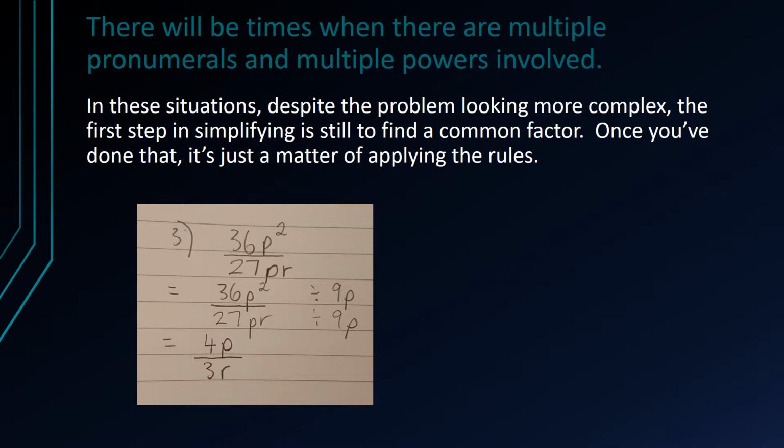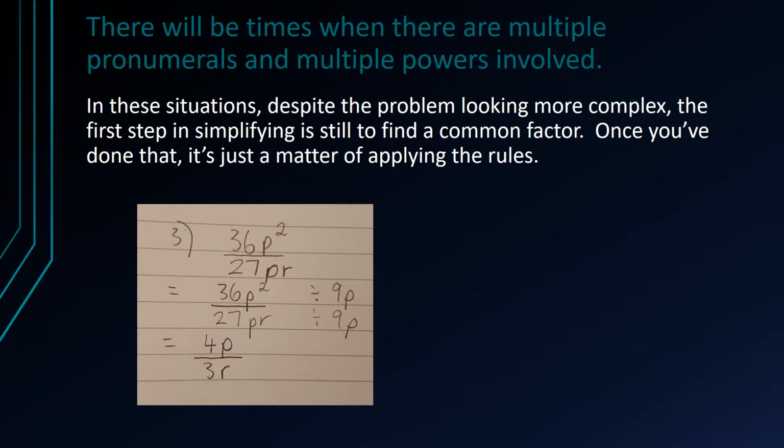So in this example, 36p squared divided by 27pr. So you're still all the time looking for a common factor. In this case, 36 and 27 are both divisible by 9. So 9 can definitely be part of the common factor. Now they've both also got at least one p in them. So you can add that into the common factor as well. So our common factor here is 9p.